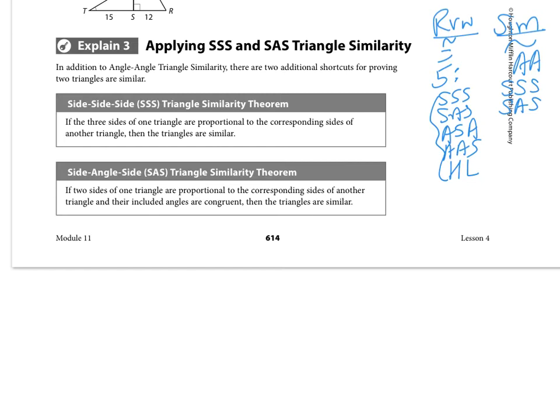So you want to make sure anytime you're talking about side, side, side similarity that you add the little squiggle at the end there. So side, side, side squiggle for similarity. And the same thing for side, angle, side with a little squiggle after it. So just keep that in mind as we're moving through.